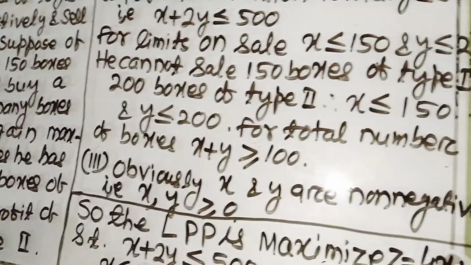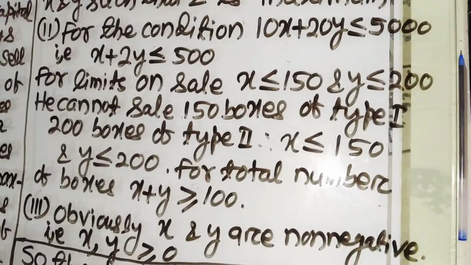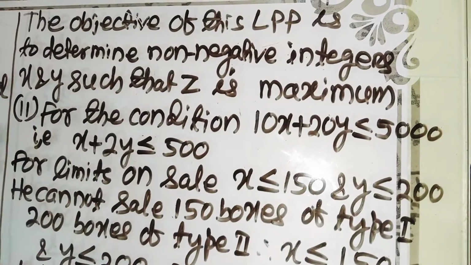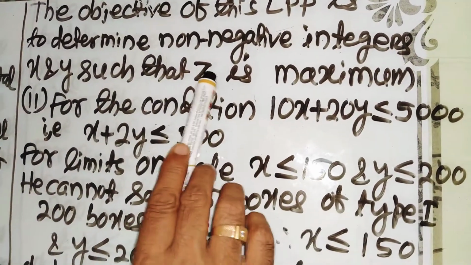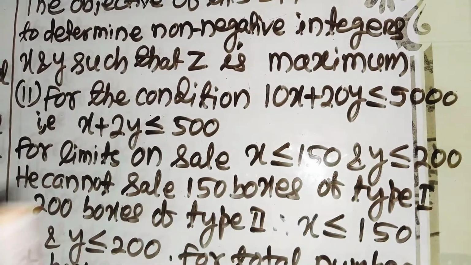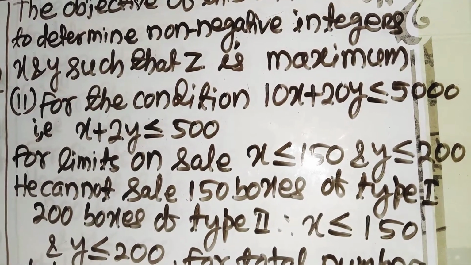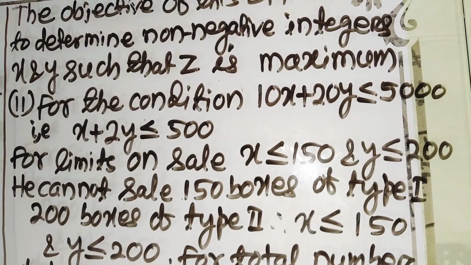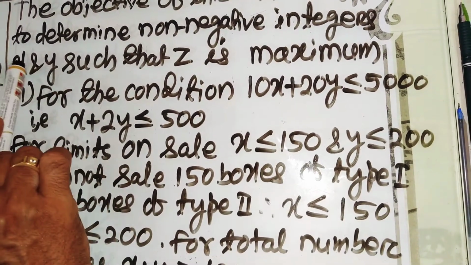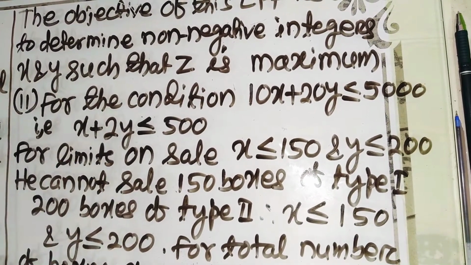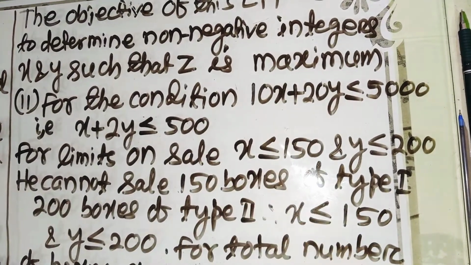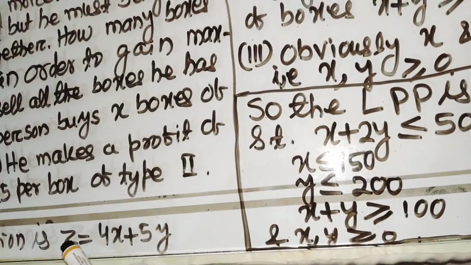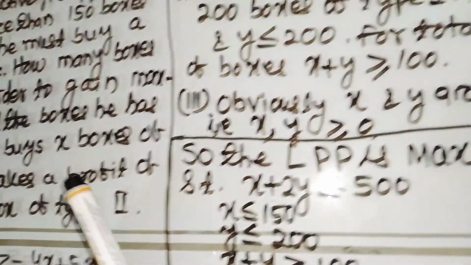The objective of this LPP is to determine non-negative integers x and y such that Z is maximum. He has to buy x boxes of type 1 and y boxes of type 2 in such a way that Z is maximum. The relation between Z and x, y is Z is equal to 4x plus 5y.